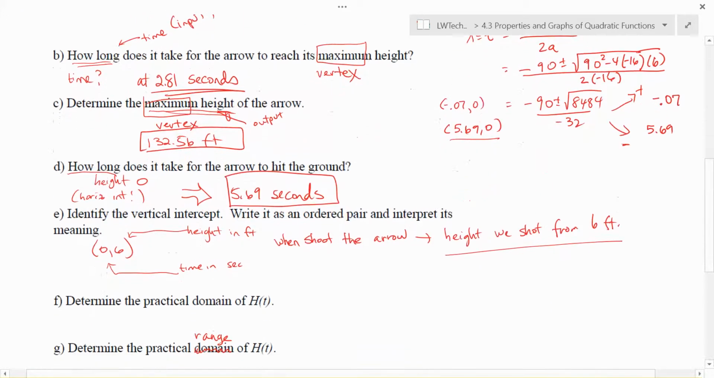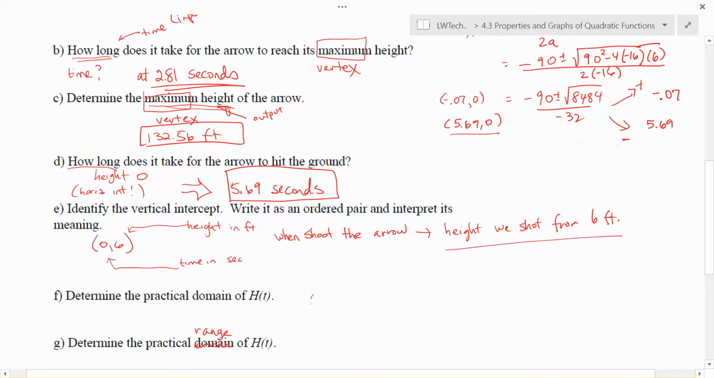So we can talk about the practical domain of h of t as being all values of t in between 0 as the lowest value and 5.69 as the highest value. And each of these would be, of course, in seconds. So all the times between 0 seconds and 5.69 seconds.